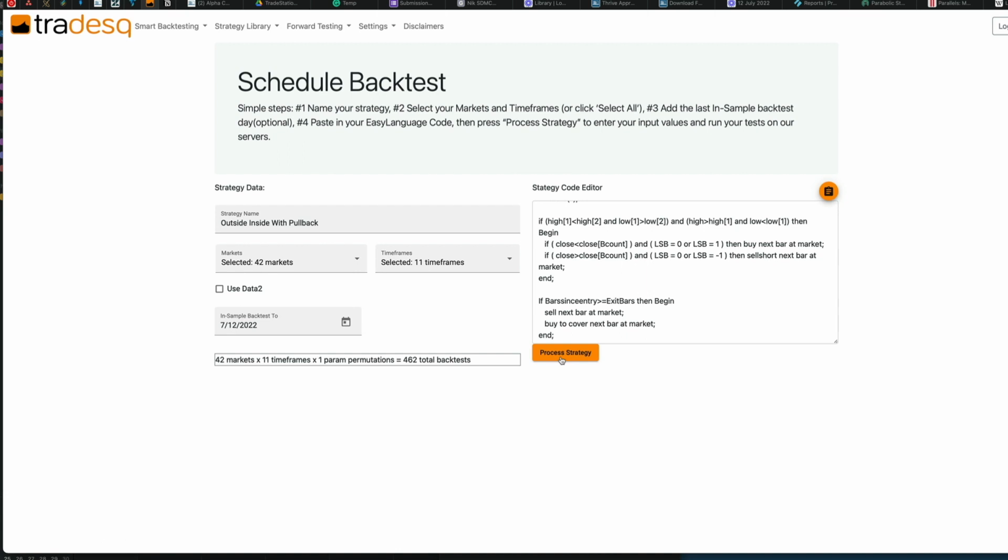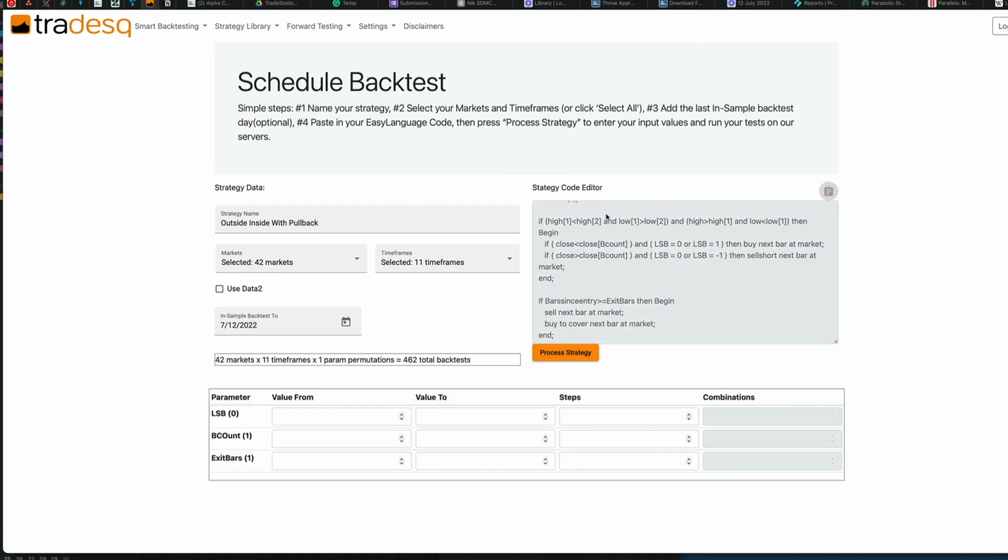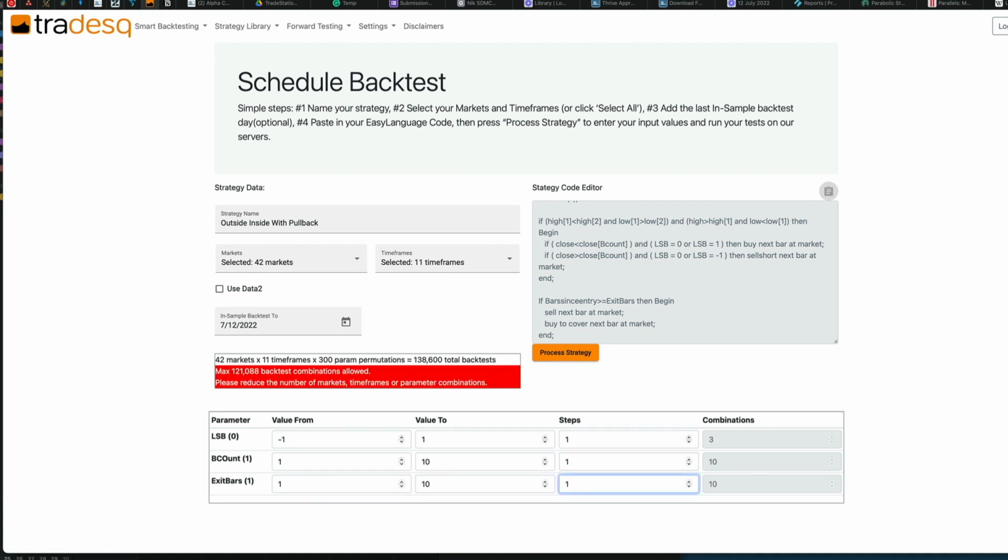Now what we're going to do is press this Process Strategy. What it did is lock this information up here. You can see that it's grayed out. And then it took a look at our strategy's inputs so we can do some optimization on this. So I have the long short bias. I'm going to optimize between -1 and 1 in steps of 1. Bar count, we can do 1 through 10 in steps of 1, and exit bars we'll do 1 through 10 in steps of 1. Now we can see here that we've reached a maximum.